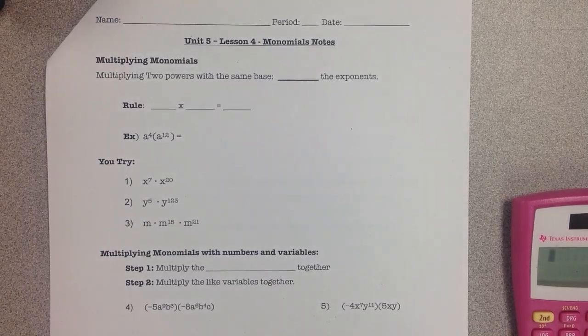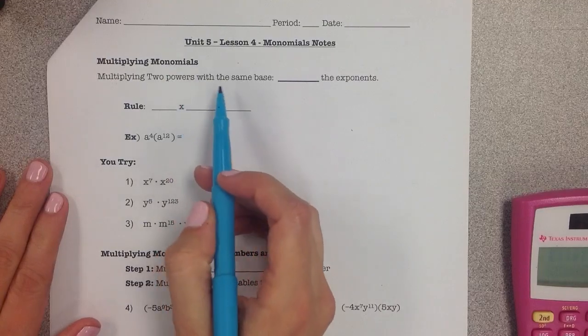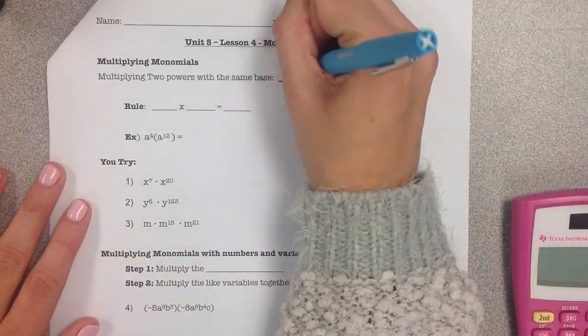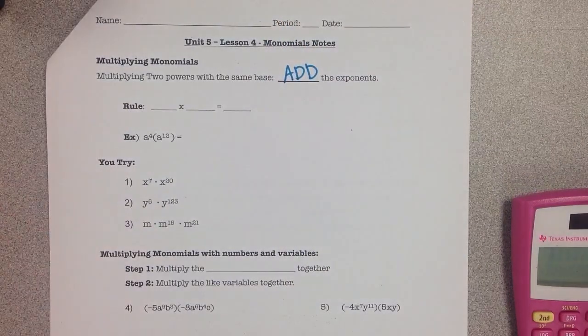So we kind of made the discoveries of the rules for monomials, okay? The big thing is where there's a difference between multiplying monomials and monomials to a power, okay? Now we're going to look at it with actual problems that we will be doing in class. So multiplying two powers with the same base, when we do that, we add the exponents, okay?